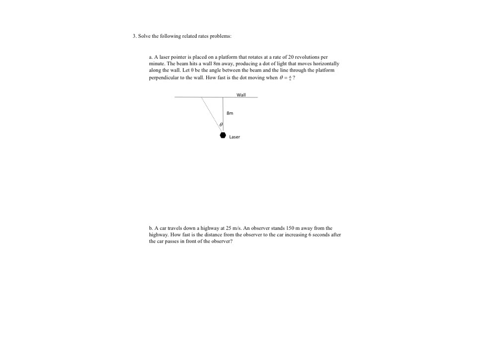So for this one, we have a related rates problem. I have a laser pointed on a platform, rotating at 20 revolutions per minute, and the beam hits a wall 8 meters away, producing a dot of light moving horizontally along the wall. Let theta be the angle between the beam and the line through the platform, perpendicular to the wall. How fast is the dot moving when theta equals pi over 6?